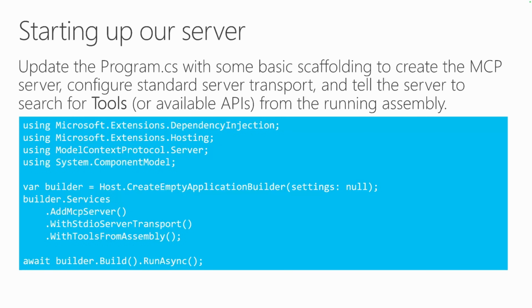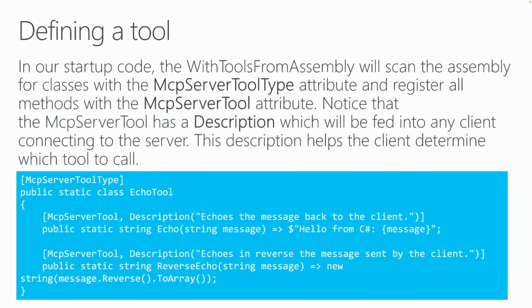The starting point of our server will be the Program class, where we are going to do some basic scaffolding to create the MCP server, configure the standard server's transport. We have seen before that we have different options, and tell the server how to search for the tools that are available in the running assembly. So the extension method that we are going to use is AddMcpServer to create a server with StdioServerTransport to set the transport mode, and WithToolsFromAssembly we'll do the following.